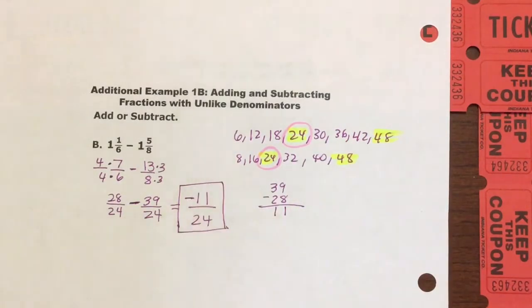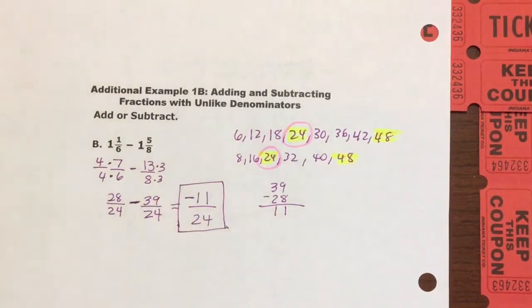And 11 is a prime number. So the only numbers that go into 11 are 1 and 11. And 11 doesn't go into 24. So yes, it's in simplest form.